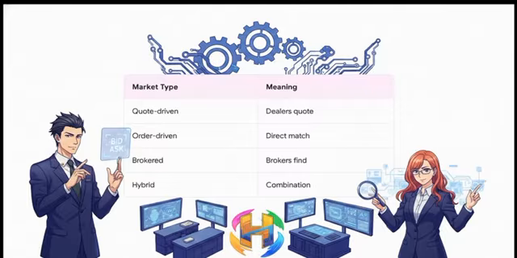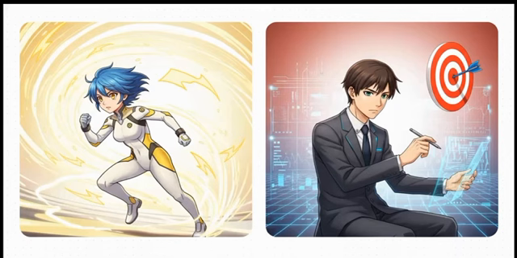If you're taking notes, mentally highlight quote-driven versus order-driven right now. Exam writers absolutely love testing that distinction. Now, once you know the market type, you have to know how to actually step into it. Here is a classic CFA concept to burn into your memory. A market order is all about speed. You're basically yelling to the market, "Get me in right now at whatever the best price is." Immediate execution is the whole goal.